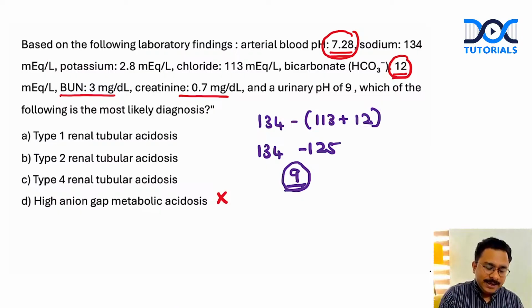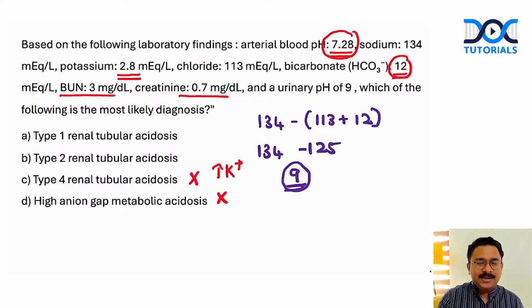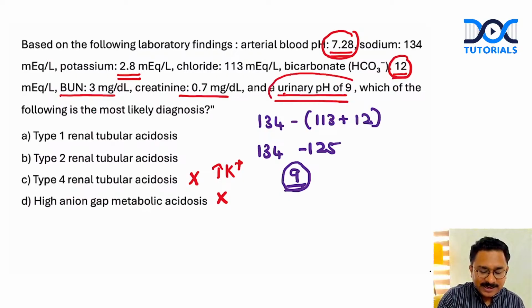Now you can see the patient is having a potassium of 2.8. Now, if you look at the various types of renal tubular acidosis, you very well know that in type 4 renal tubular acidosis, you get hyperkalemia. The potassium is usually increased in type 4. Now it is between type 1 and type 2. How to come to a conclusion? Is it type 1 or type 2? Have a look at the urinary pH. What is the urinary pH? It is 9. So there is a problem with the acidification of urine because the pH is high.